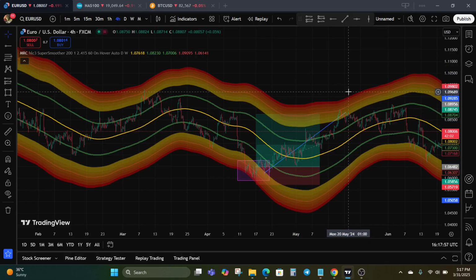It's important to always protect your capital, so make sure you make use of stop losses. The MRC indicator is a great way to catch high probability reversals without getting caught in fake breakouts. So if you apply it correctly, you can increase your win rate significantly.